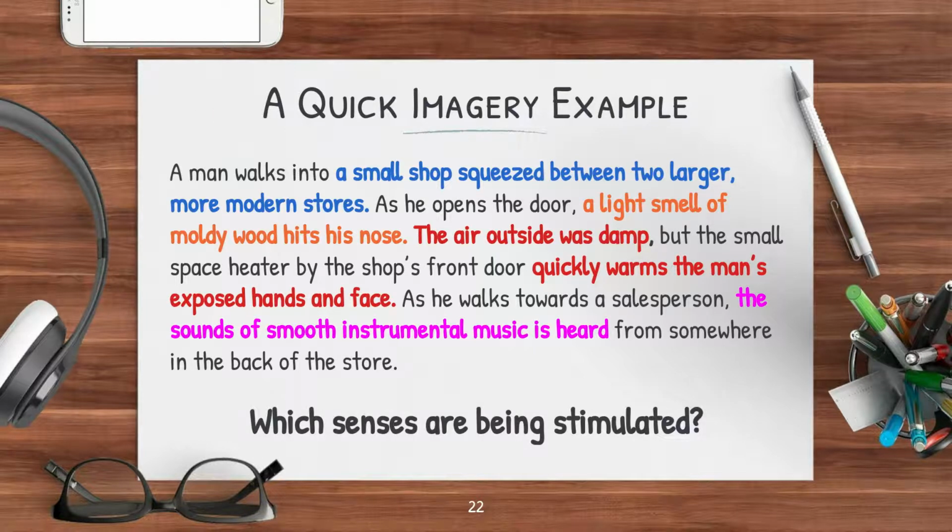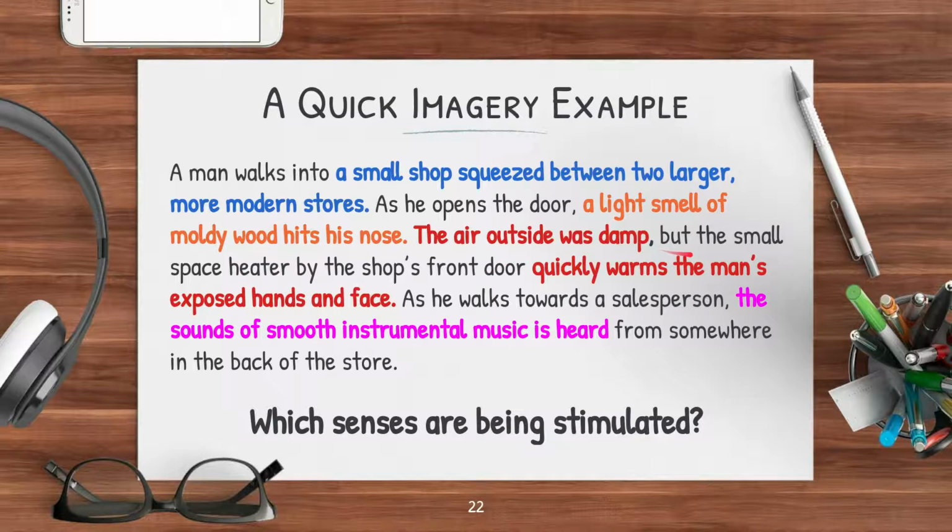Which senses are being stimulated here? In the blue, right, a small shop squeezed between two larger, more modern stores. That's sight imagery, right? We're being given a description of what something looks like. He opens the door, a light smell of moldy wood hits his nose, right? That's smell imagery.